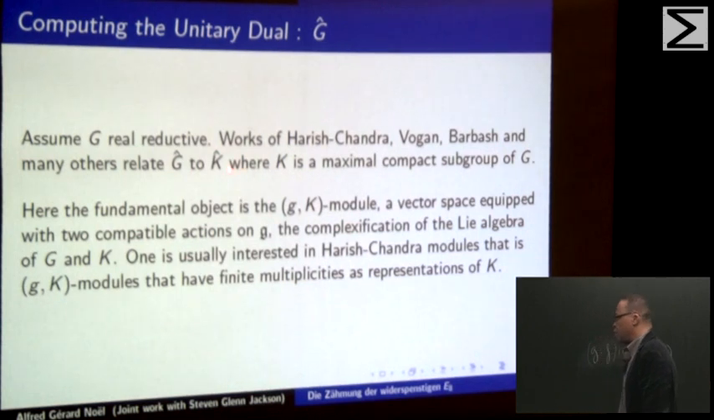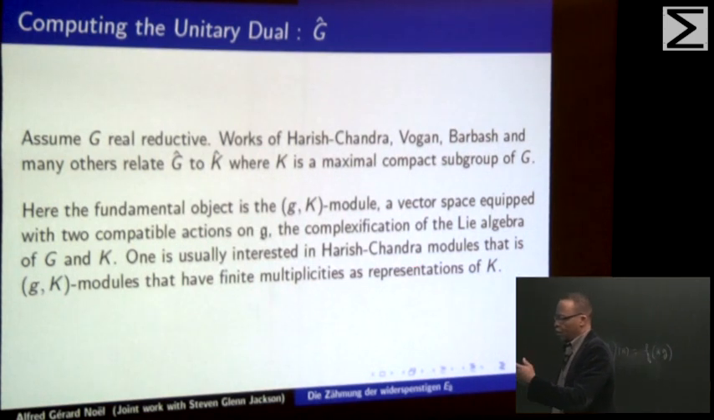The tool that you use is what they call the (g,K) module, which is basically a vector space. Here you are working with the complexification of the algebra, and you want the ones that have finite multiplicities as representations. What I just said earlier is that when you break the representation, there is no reason to expect one irreducible not to repeat itself infinitely many times. That's possible, and when that happens, there isn't that much you can do.